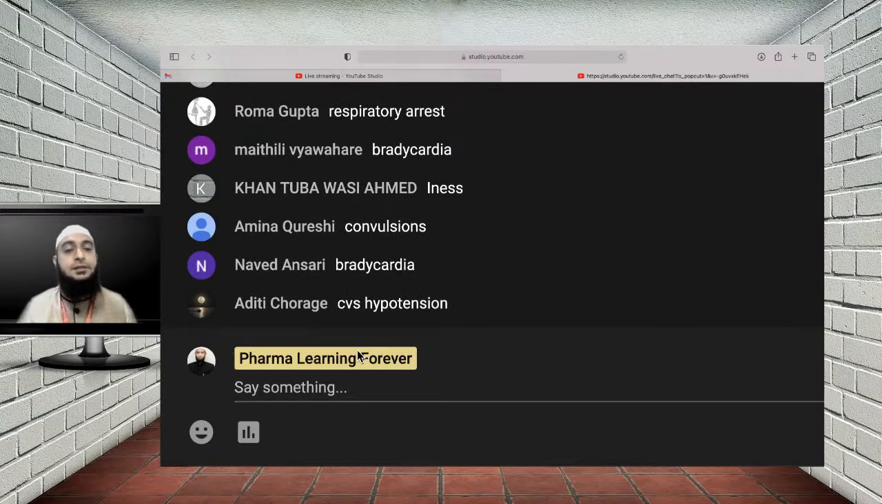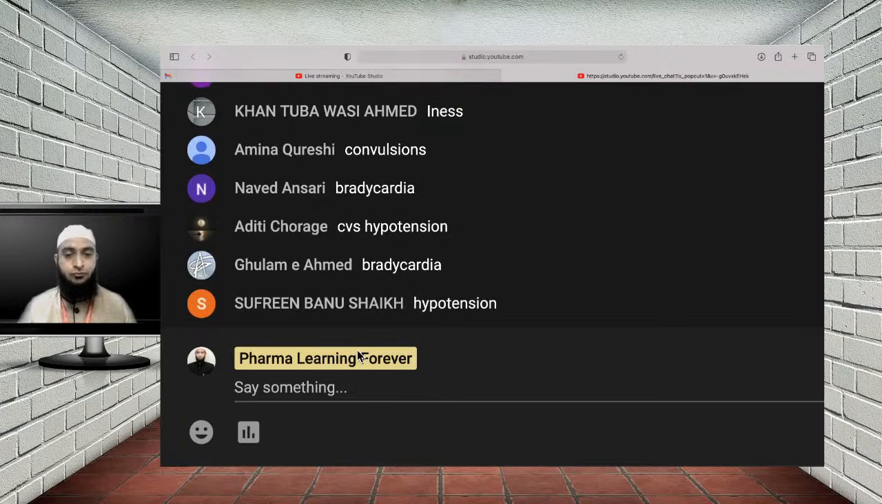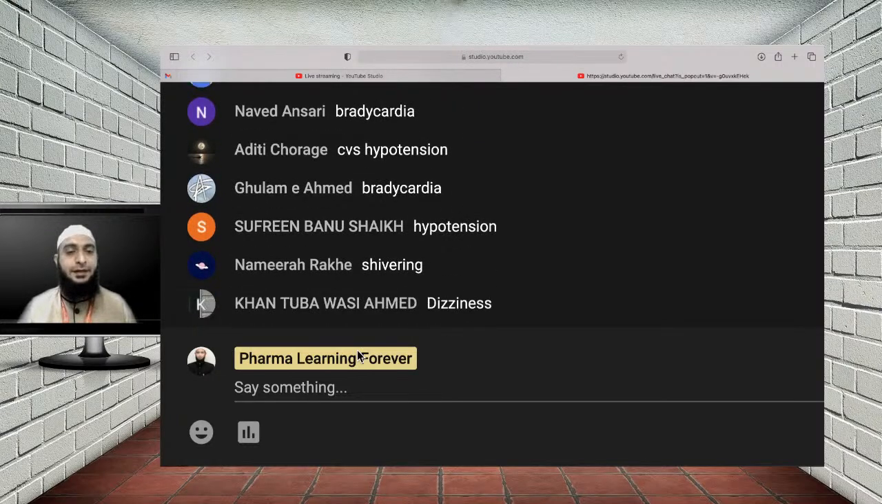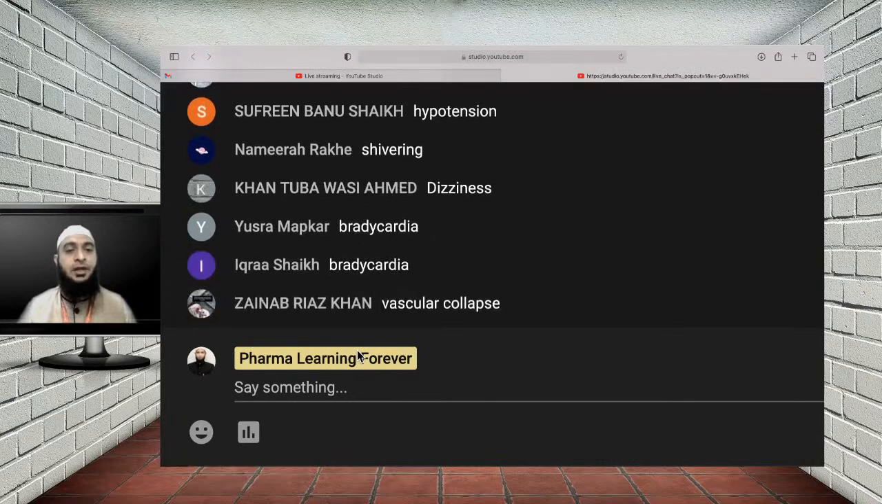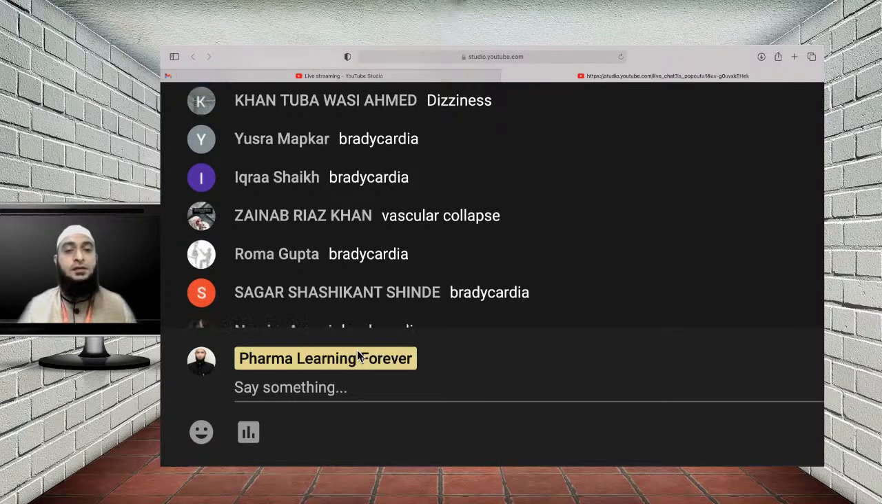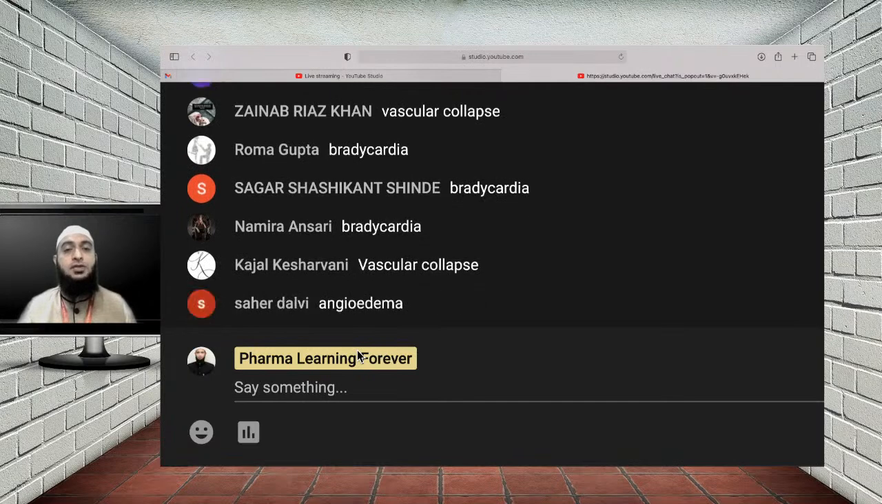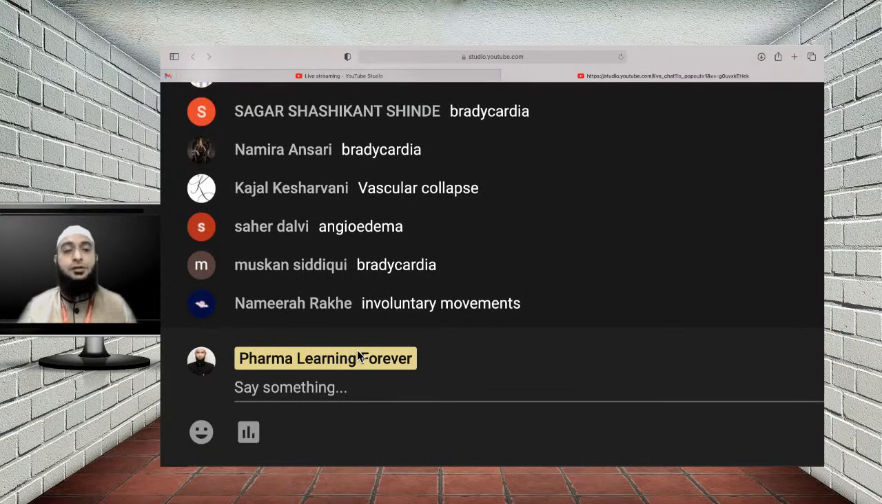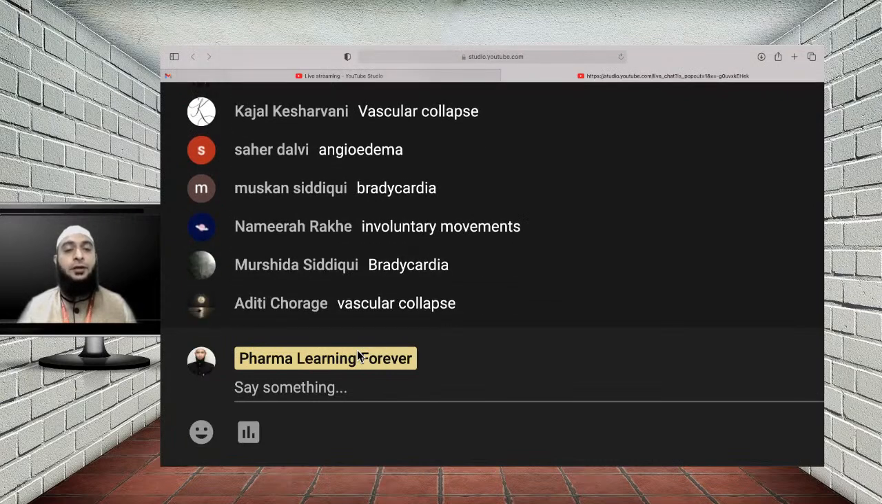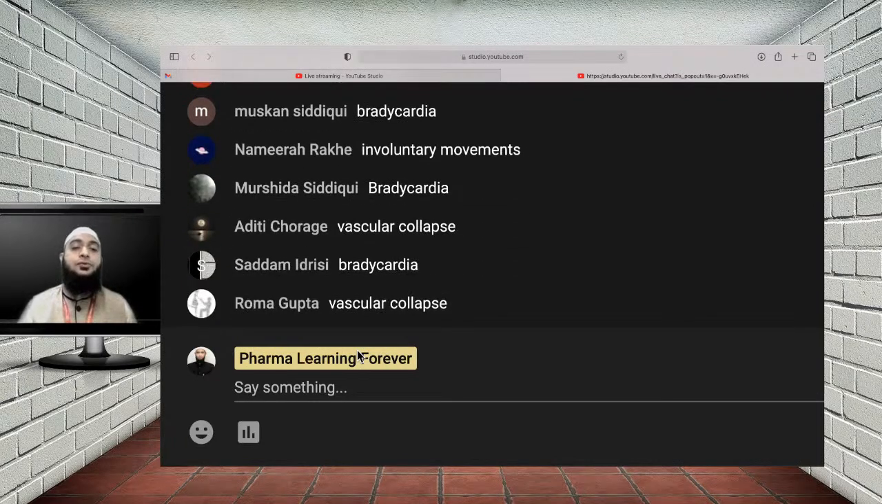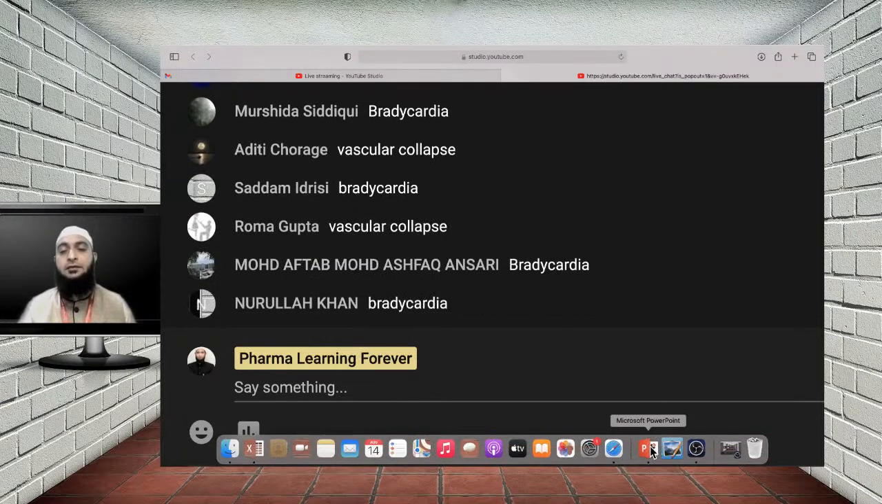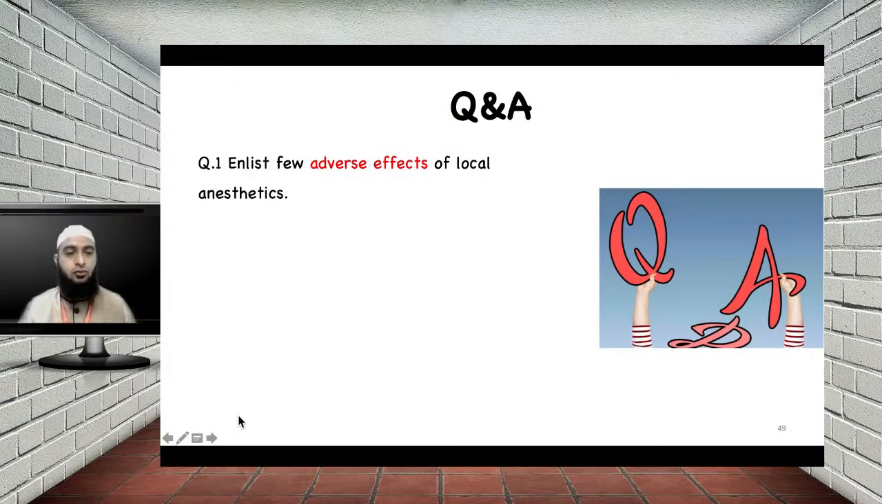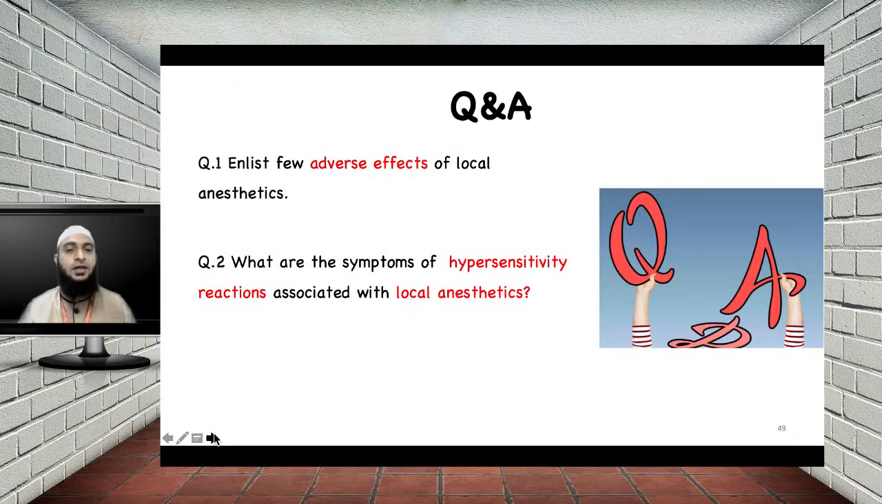What is the adverse effect related especially to the ester local anesthetics? Okay, Namira mentioned shivering. Yes, that we have not seen. Zainab mentioned vascular collapse, which is related to the cardiovascular system. Involuntary movement. Okay. So a good number of adverse effects related to local anesthetics have been covered. Let's move on to the next question.